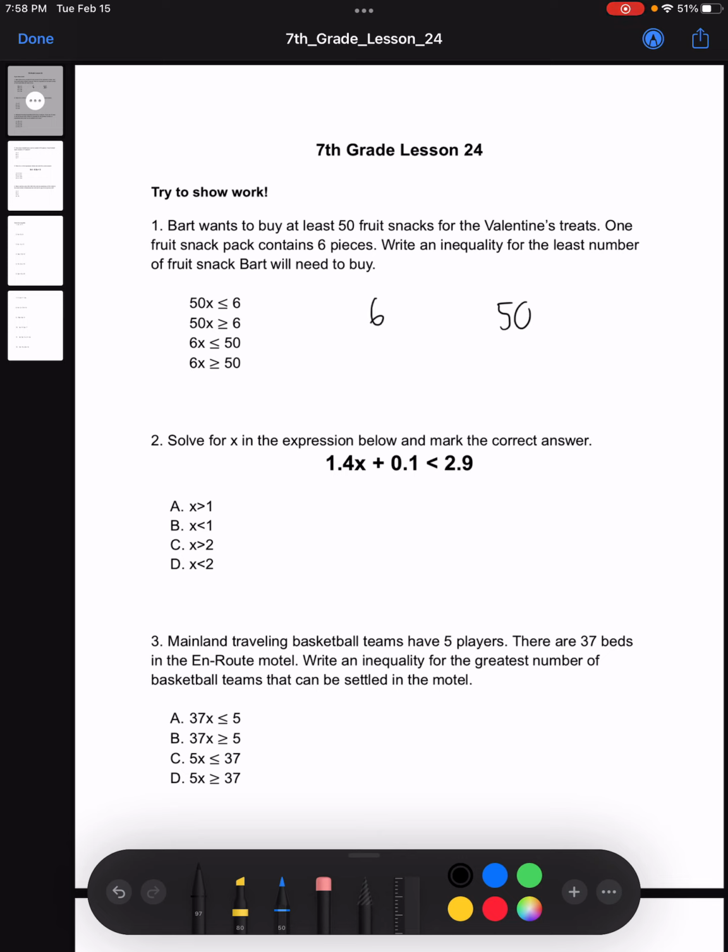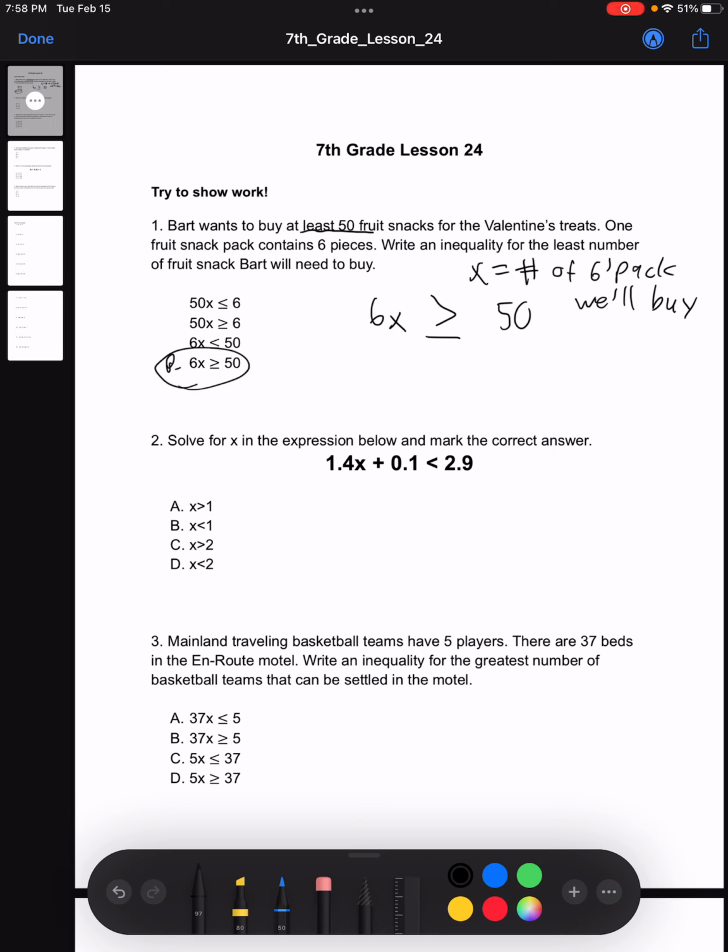So if we wanted to write an inequality for this, what we could say is that x represents the number of 6 packs that we will buy. And we could write it as 6x. This would represent the total number of snacks we will have. We know that we need at least 50 fruit snacks, so the total number of snacks we will buy from the 6 packs will have to be greater than or equal to 50. This will make our answer D, or the 4th one.